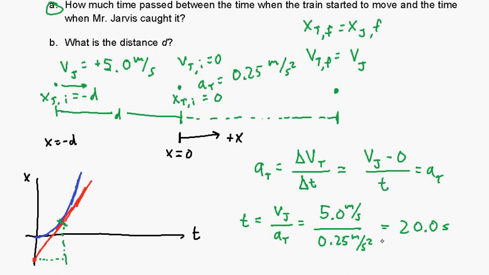Okay, and then what's the distance d? Well, that's a little trickier, but it's not very hard. What you need to do is find how far does the train go in 20 seconds, and then how far does Jarvis go in 20 seconds, and the difference is your d.